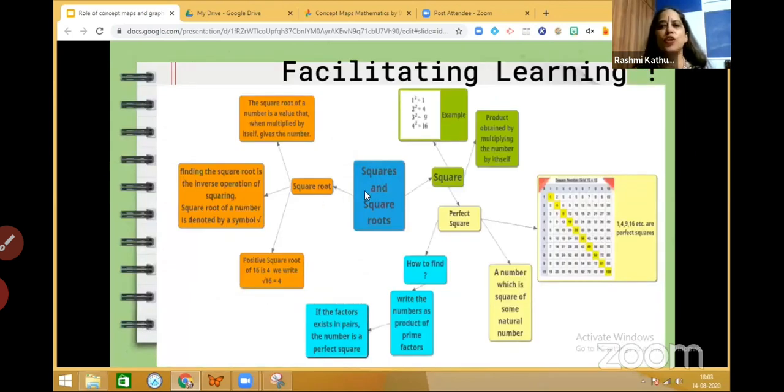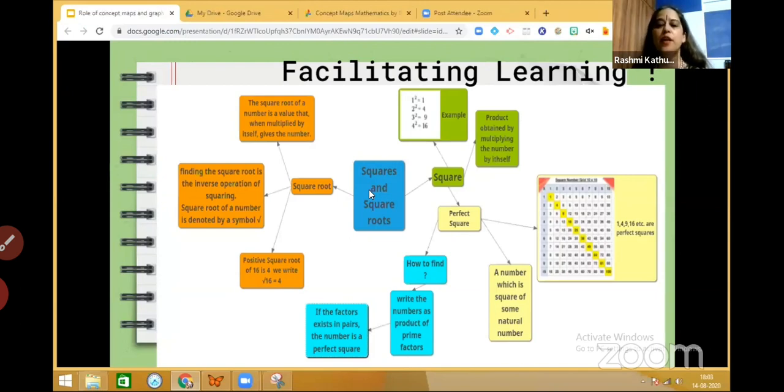Here on the screen, you can see a beautiful example where the teacher might use concept mapping for facilitating learning. Here, the topic has been chosen and divided into some smaller subtopics. And you see how beautifully the colors have been used for paying attention. Now, if I take your closer attention to the green portion here, we have shared information about the square, and the linked term to square is a perfect square.